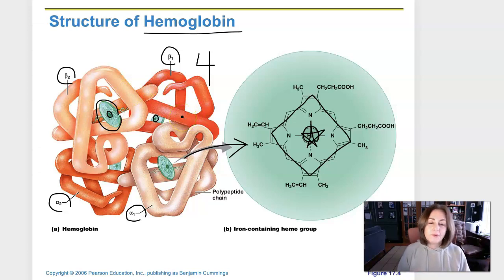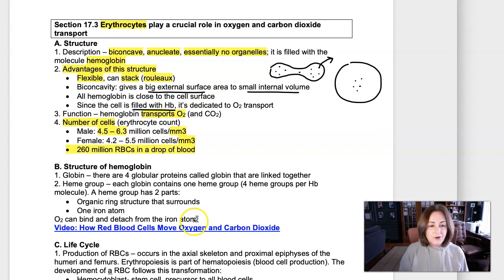So I think where we should move next, since we've talked about the shape of the red blood cell, the structure of hemoglobin, and the function of the red blood cell, is the life cycle of a red blood cell, let's say. And let's jump over to the notes.